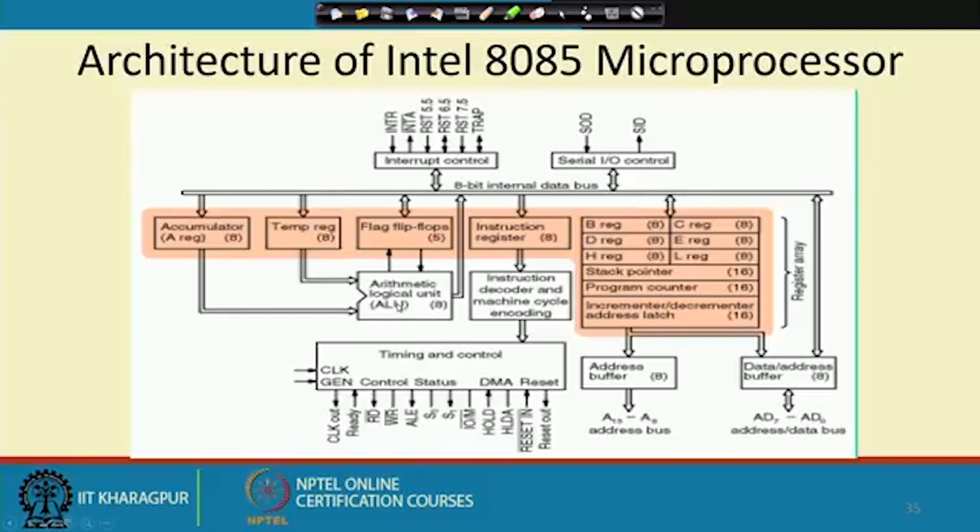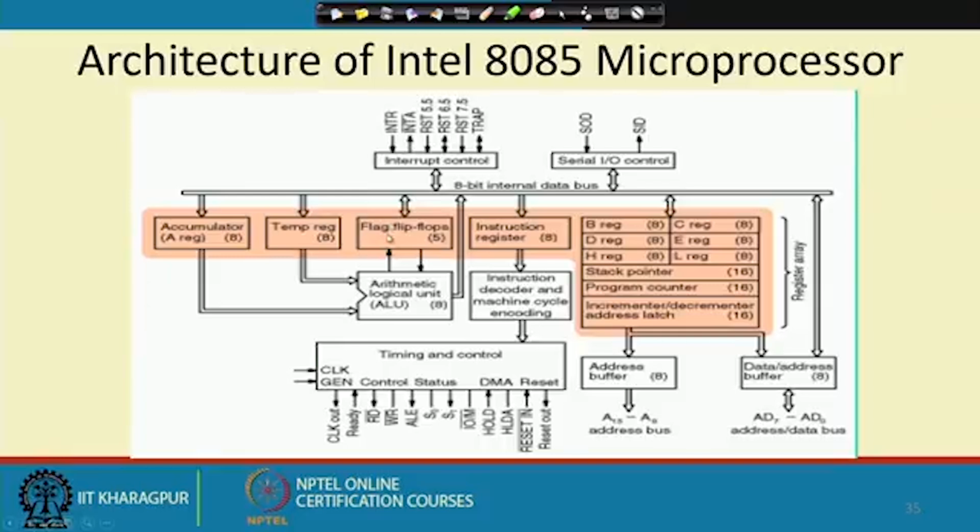As we have seen, any processor will have an arithmetic logic unit, a register file consisting of a set of registers, and some controller. So, if we look into the details of the 8085 internals, you will see that if you blow up this ALU part a bit, the ALU consists of not only the ALU, but also the special registers: the A register, the temporary register, and a set of flag registers.